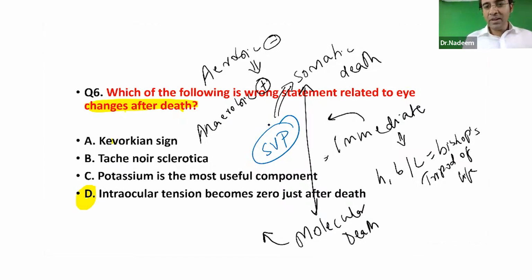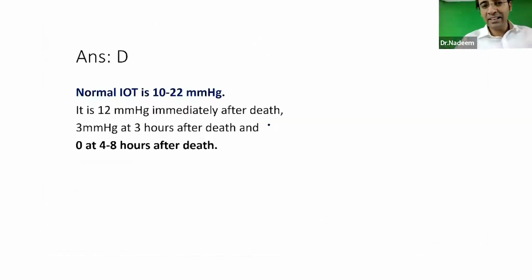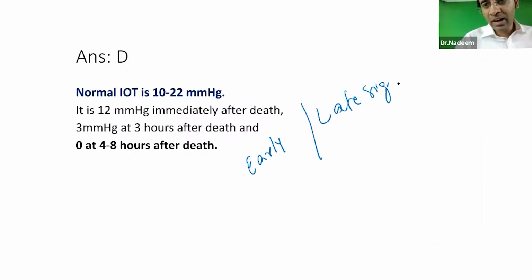Okay, easy to understand. Next important point here. Please understand here that early signs. What are the early signs after death? What are the late signs after death? Early signs and late signs, these are because of the cellular and molecular death.